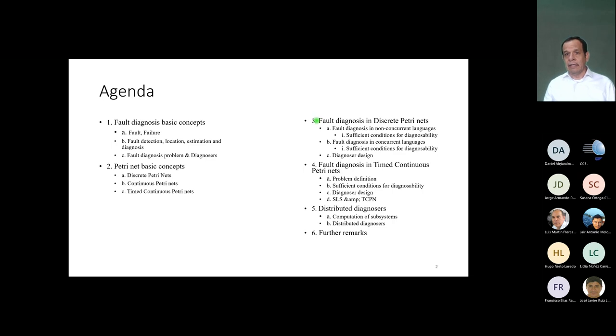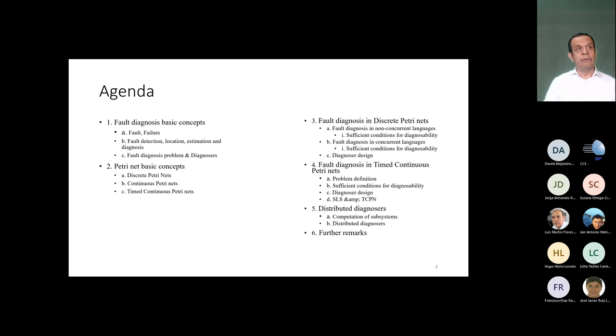In the next part, I will show you some structural conditions for the fault diagnosability property in discrete Petri nets and also in timed continuous Petri nets. Also, I will show you how to design diagnosers for discrete Petri nets and also for the timed continuous case. Next, with one slide, I will show you how to build distributed diagnosers. And at the end, my conclusions and further remarks.